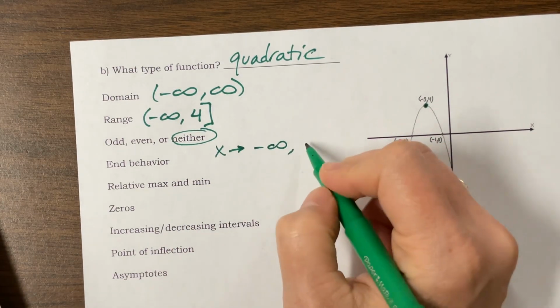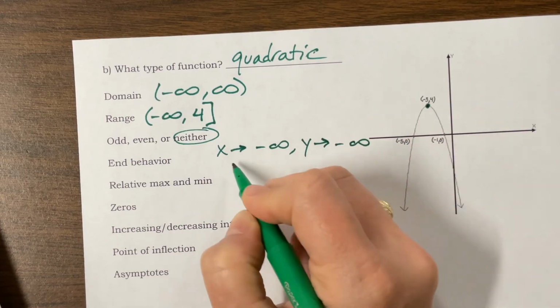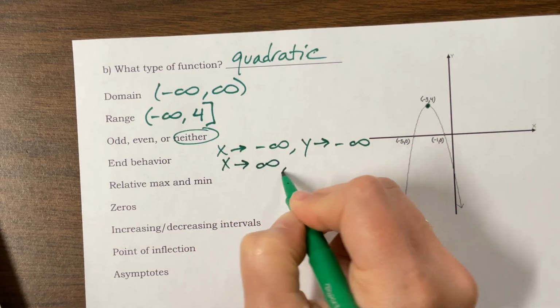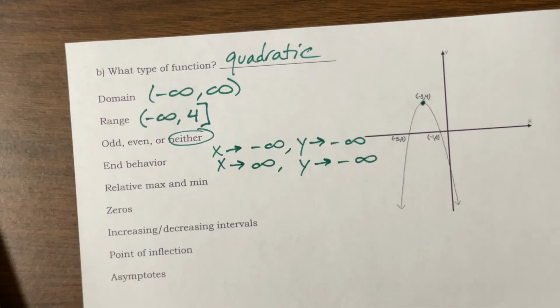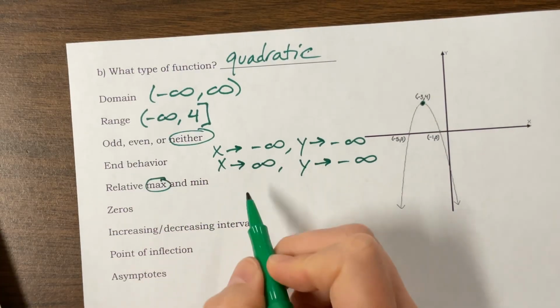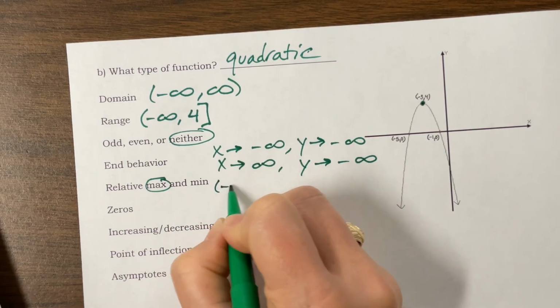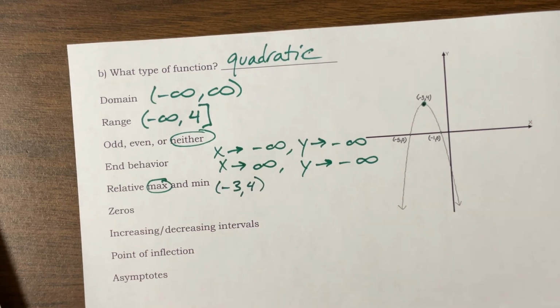The next one, end behavior: as x goes to negative infinity, I'm going to do that first. We're going to negative infinity. As x goes to positive infinity, y also goes to negative infinity because it's going down here. Relative max or min: it has a relative max at this vertex, so at (-3, 4).